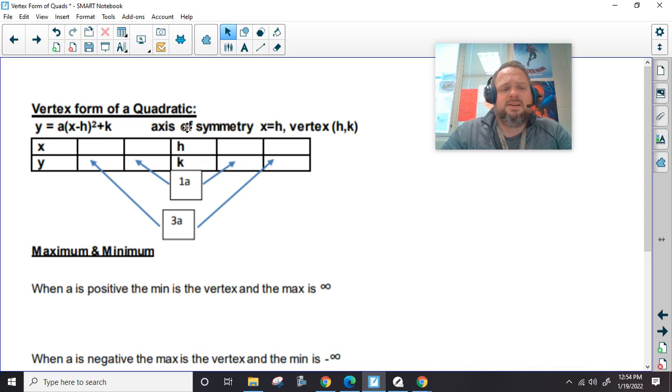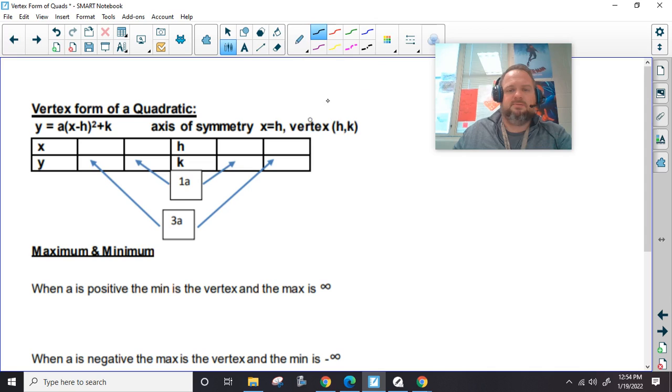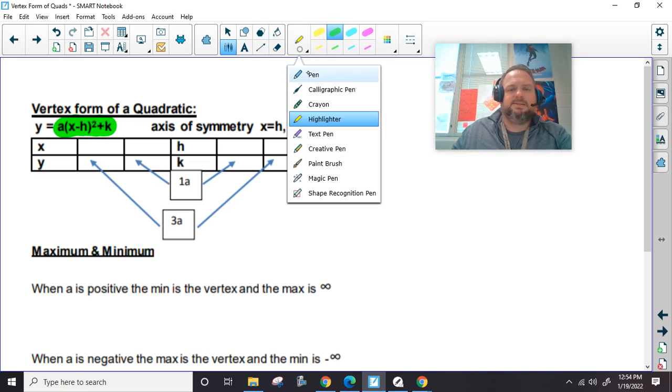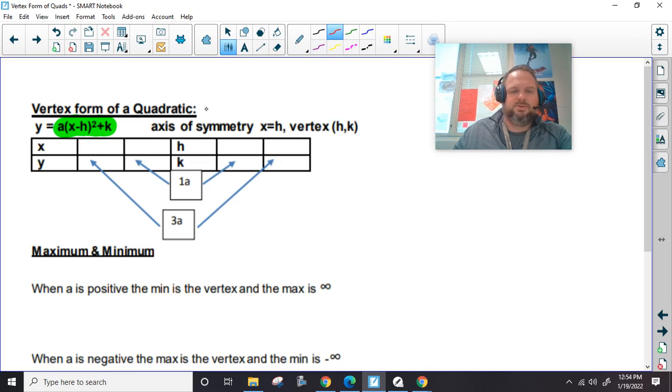Now, here's the deal. We have again this form, and I know everybody loves it, this A, H, and K thing. Our axis of symmetry, which you'll see as AOS because it's easier to write, is just our H value, and it's the opposite of what's in here. If it says minus, it's going to be a positive. If it's positive, it's going to be a minus. Our vertex is actually HK, so our H value will go here, K value will go here.